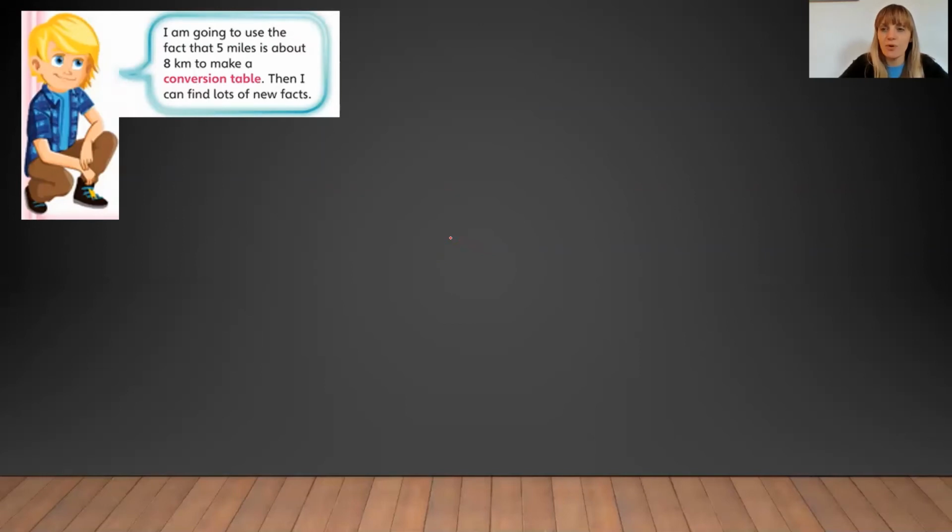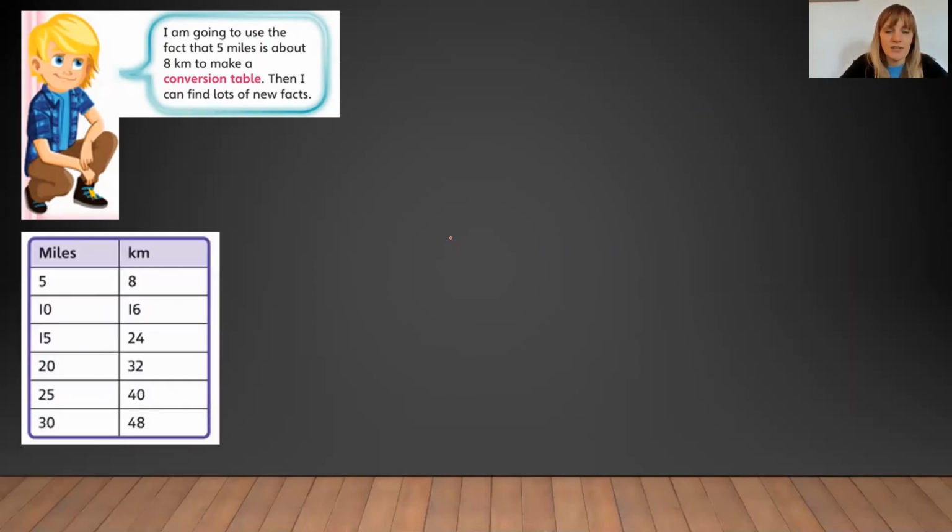Now this is a really important bit of information, because we're going to use the fact that 5 miles is about 8 kilometres to make a conversion table, and then we can find lots of different facts. You can see here this is a conversion table, and it's showing that when I travel 5 miles, that's the same as 8 kilometres. When I travel 10 miles, that's the same as 16 kilometres, 15 miles, 24 kilometres, and so on. The miles are going up in our 5 times table, and next to it, the kilometres are going up in our 8 times table.